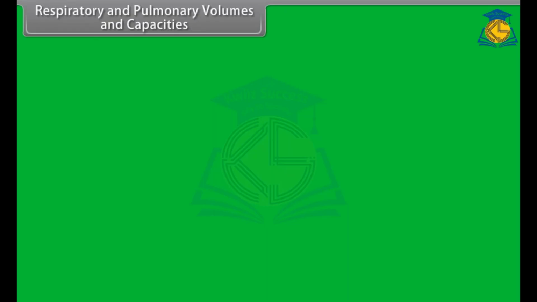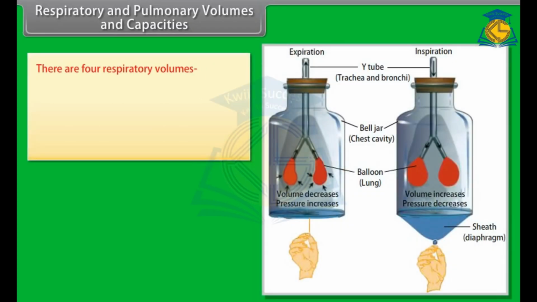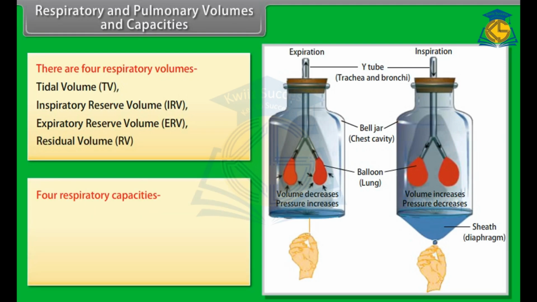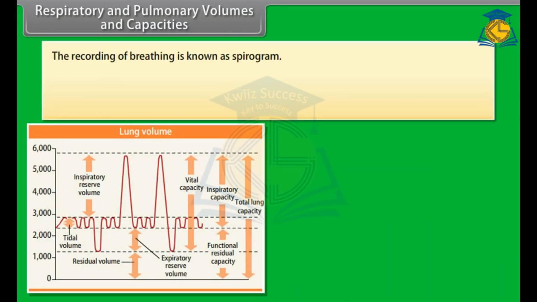Respiratory and pulmonary volumes and capacities. There are 4 respiratory volumes: tidal volume, TV; inspiratory reserve volume, IRV; expiratory reserve volume, ERV; and residual volume, RV; and 4 respiratory capacities: inspiratory capacity, IC; functional residual capacity, FRC; vital capacity, VC; and total lung capacity, TLC. The recording of breathing is known as spirogram.